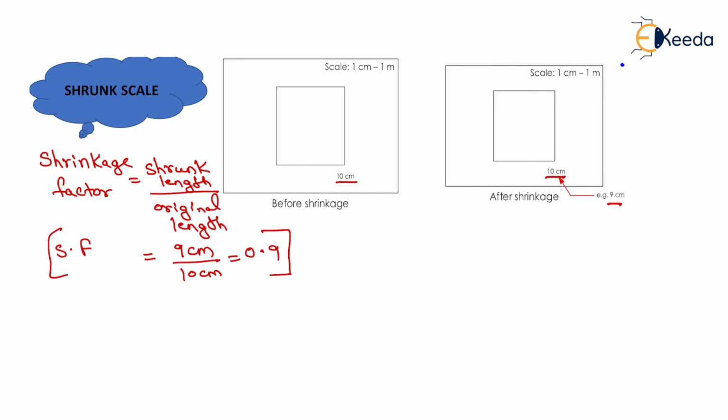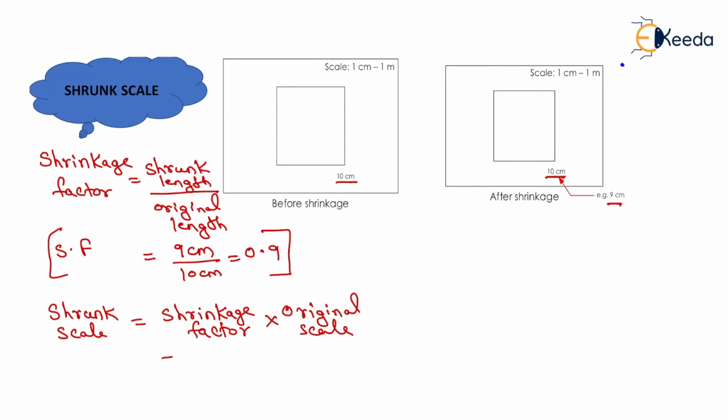Now, for the calculation of shrunk scale, we use the formula: shrunk scale equals shrinkage factor into original scale. Here the shrinkage factor is 0.9 and the original scale is 1 centimeter equals 1 meter. When we solve this, we get the shrunk scale as 1 centimeter upon 1.11 meter, that is the shrunk scale.